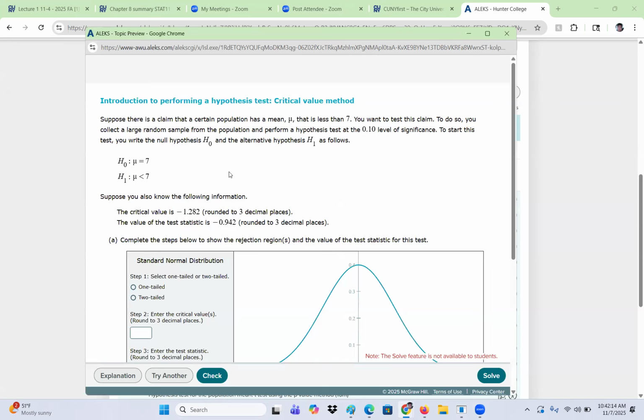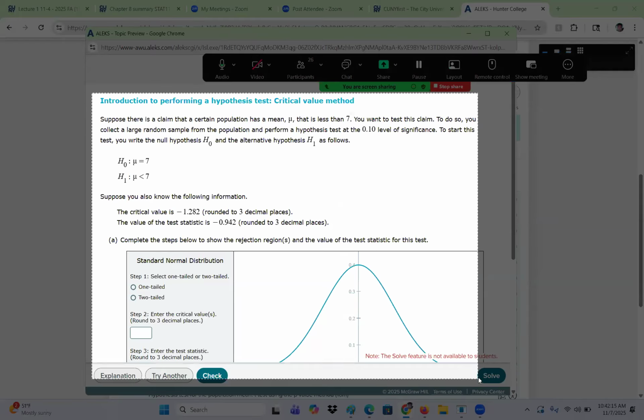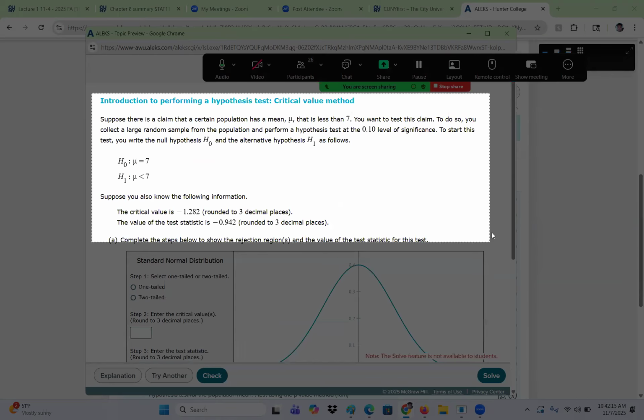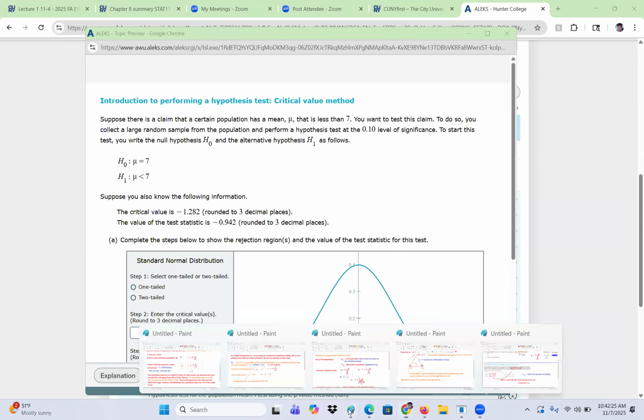So this one is going to use the critical value method, or we can use the p-value approach. It doesn't matter. Let me just show you what it is.